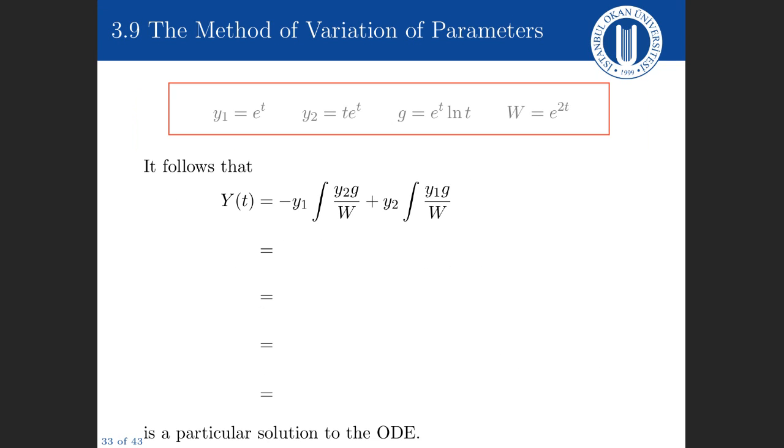Let me repeat what we have at the top. y1 is e to the power t, y2 is t e to the power t. Our function g on the right-hand side of the differential equation was e to the power t ln t, and the Wronskian of y1 and y2 we've just found is e to the power 2t. We can take these functions and put them into the equation from before.